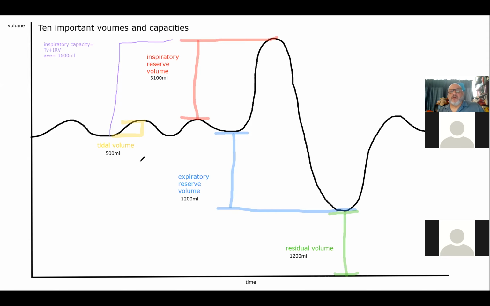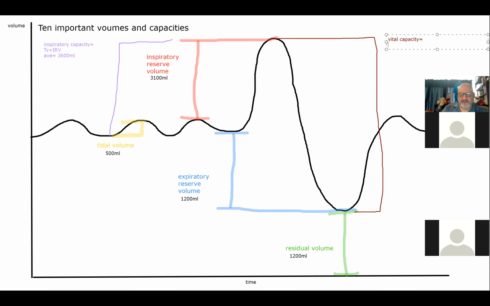All right. Notice if I take a maximal inhalation and a maximal exhalation, that would be the total amount of air I would be capable of moving. And that total amount of air I would be capable of moving would be what we called the vital capacity. The vital capacity is the total amount of air that I am capable of moving.